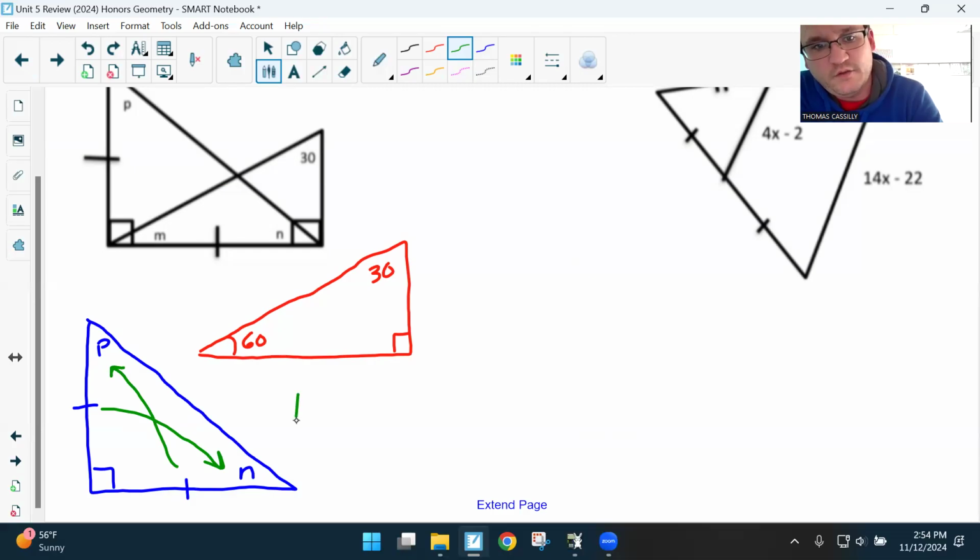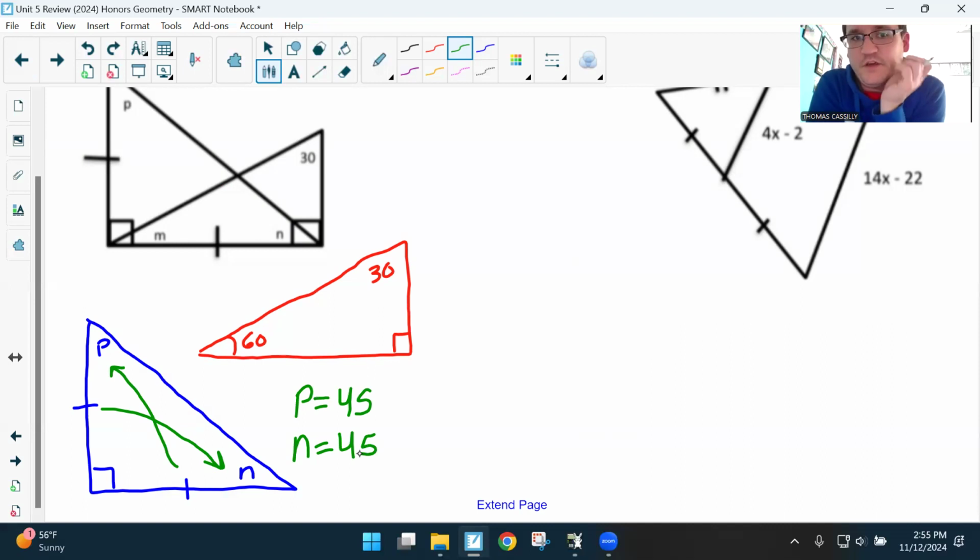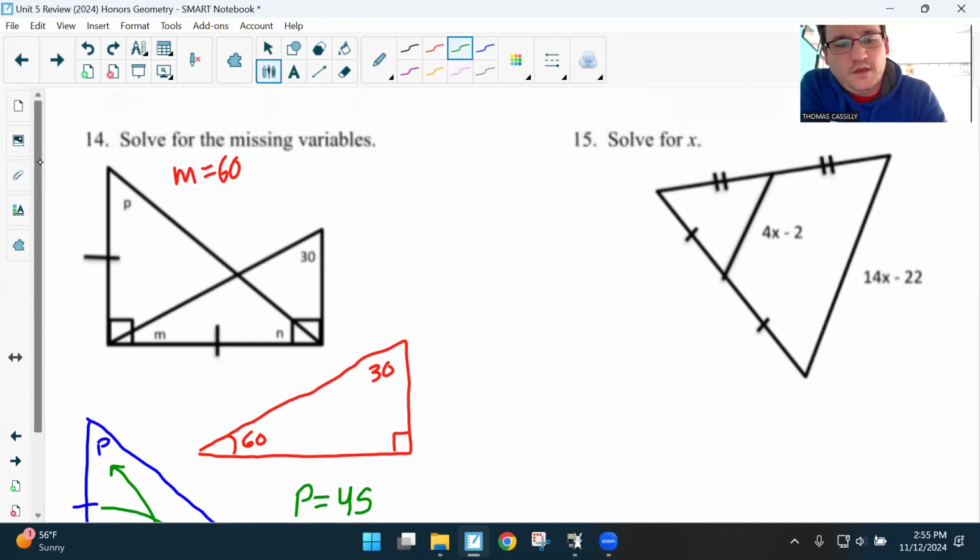Angle P just equals 45. And N also equals 45, right? 45 plus 45 plus 90 gives us 180. So that's how I figured that out. We had to use the idea that, hey, that is in fact an isosceles triangle. Therefore, those must be congruent. All right, so that's kind of what's going on there. I think I got them all. All right, on to the next one.